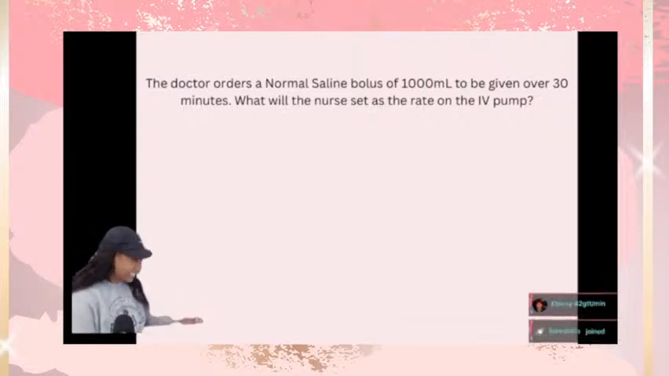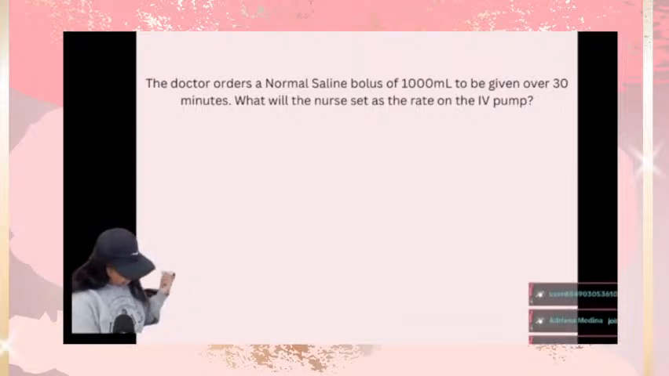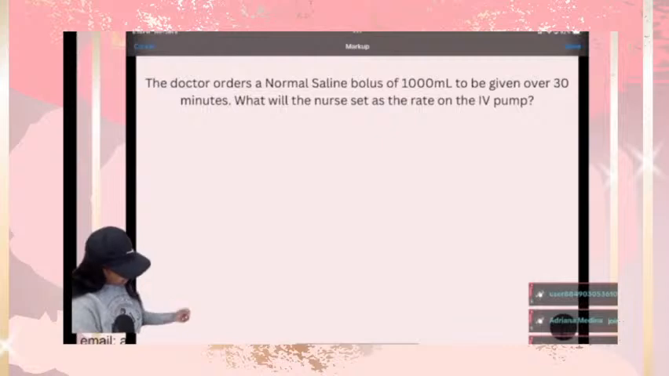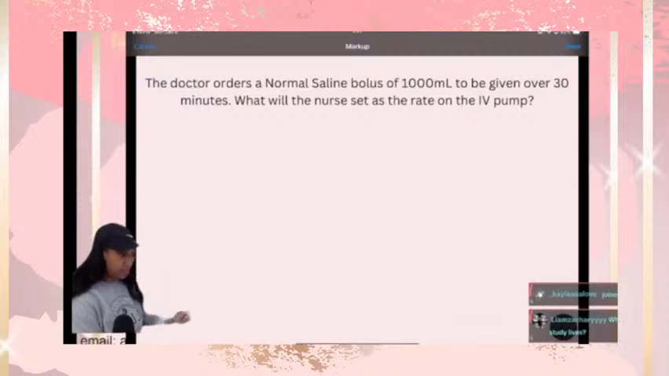Thank you. All right, so the doctor orders normal saline bolus of 1,000 mLs over 30 minutes. What will the nurse set on the rate of the pump? So remember, you can give it two ways.